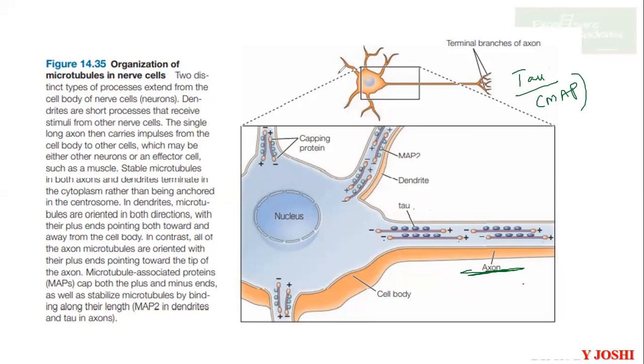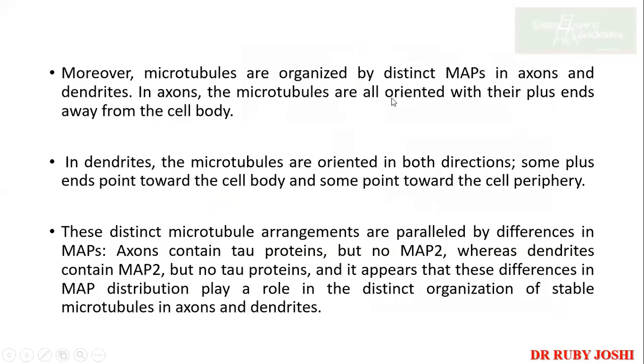Now going ahead, this is the same thing which we have just discussed. Let's go through it. Microtubules are organized by distinct MAPs in axons and dendrites. In axons, the microtubules are all oriented with their plus ends away from the cell body. Yes, we just checked, right? In the case of the dendrites, the microtubules are oriented in both directions. Some plus ends point towards the cell body and some point towards the periphery. These distinct microtubule arrangements are paralleled by differences in the MAPs. For example, axons में आपका tau proteins है, but there is no MAP2, whereas dendrites contain MAP2 and there is no tau proteins.